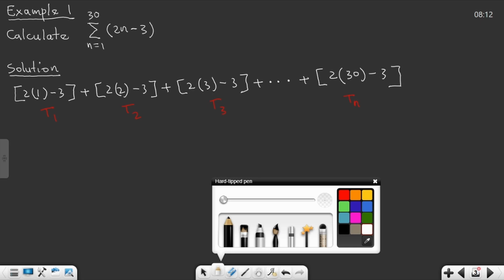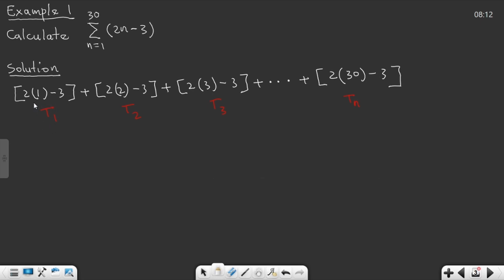So let's get the values here. This will be 2 times 1, which is 2, minus 3, which is negative 1, plus the next term, 2 times 2, 4, minus 3, 1, plus the next term, 2 times 3, 6, minus 3, which is 3, plus you have terms in between, plus your last term, 2 times 30, which is 60, minus 3, which is 57. So you can see this is a series we obtained using this sigma notation.